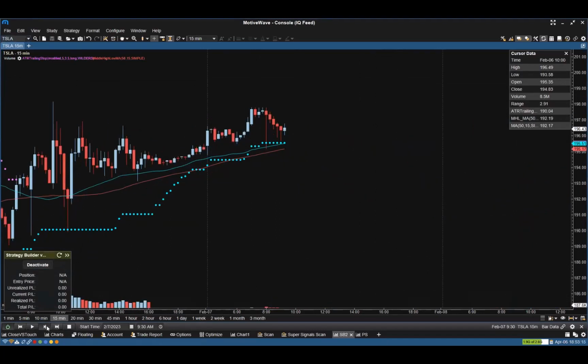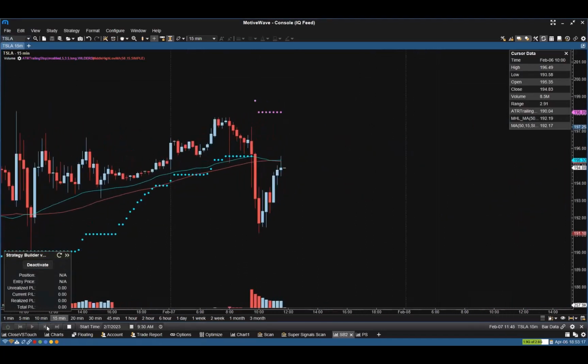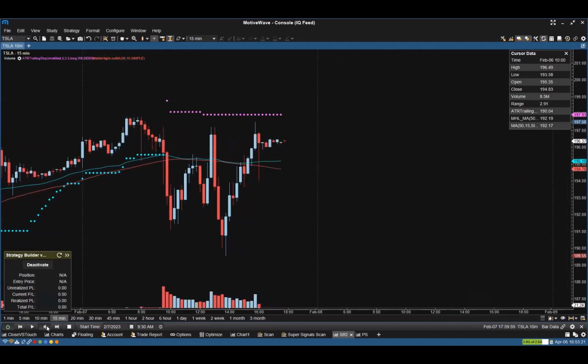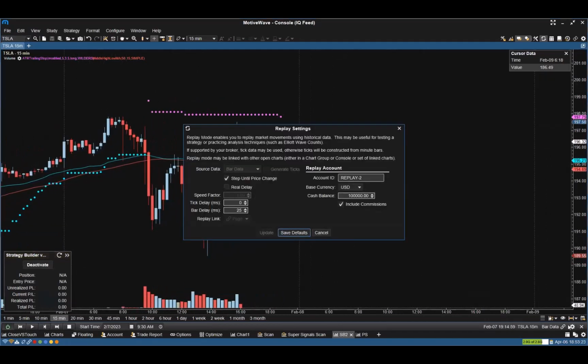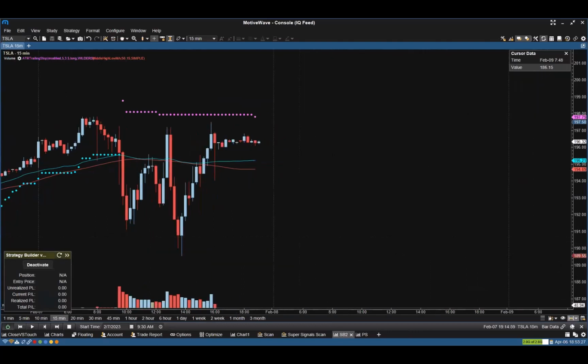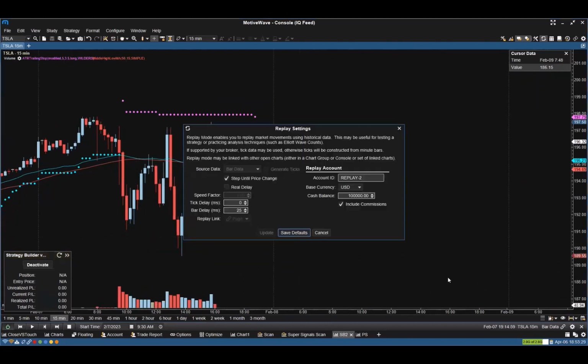We'll see nice and slow where we get our first signal. I don't want this to go too fast and we miss our opening point. So something in MotiveWave, if you're running in replay and you're not too familiar, down in the bottom right, click this little gear icon and just adjust the bar delay. So I don't want the bars to go too fast. I'm going to put 250 milliseconds, so a quarter second every bar.